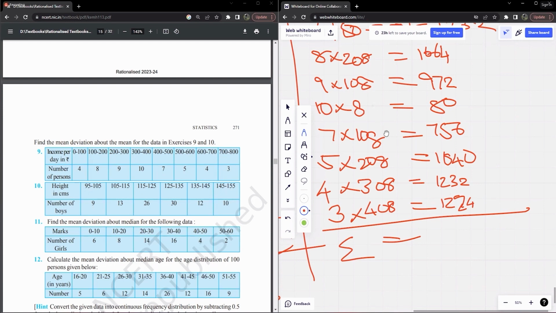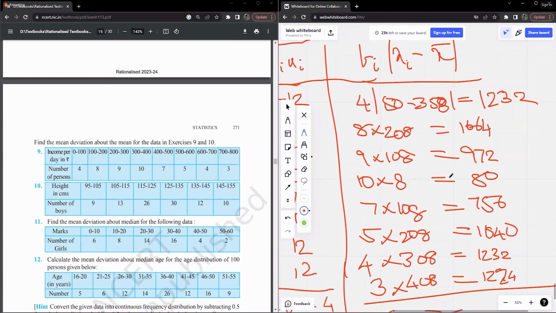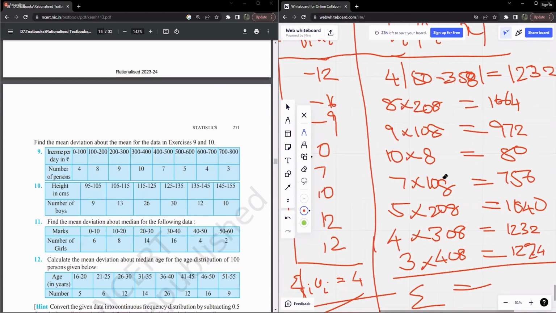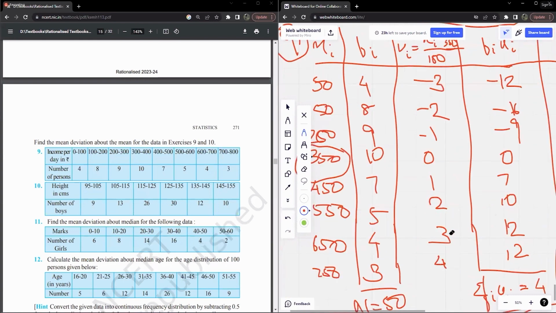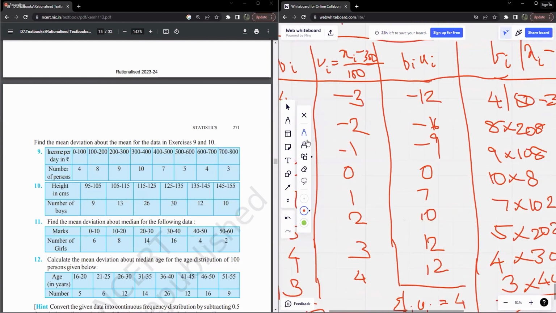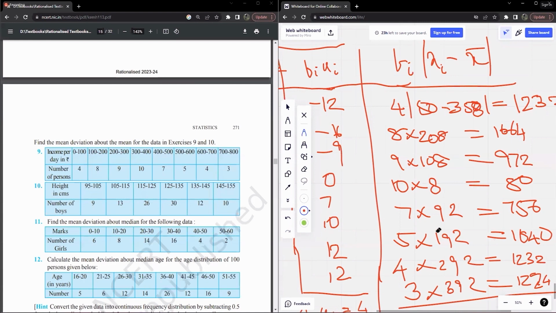Oh, wait. I've made a mistake. I'm sorry. I'm very sorry. It's not 108, but this is going to be 102. All this is going to be 102, 202, 302, 402. Because it's 450. Wait, it's 450 minus 358. So it's not even 102, but it's 92. It's going to be 92, this is going to be 192, this is going to be 292, and this is going to be 392. So all these figures are also wrong.